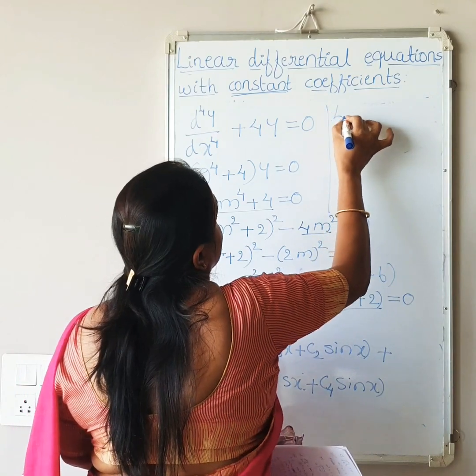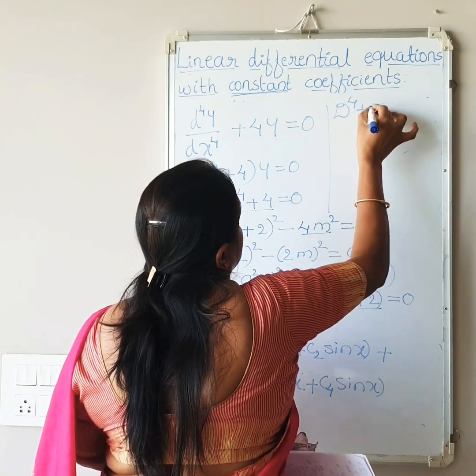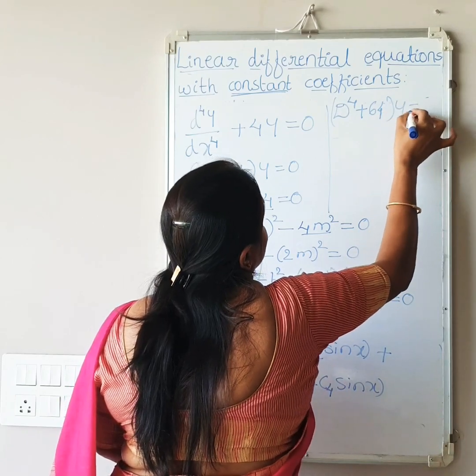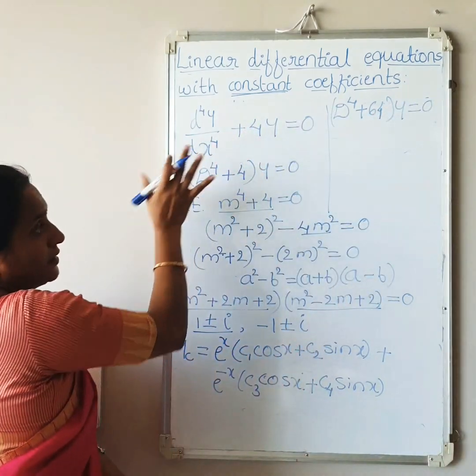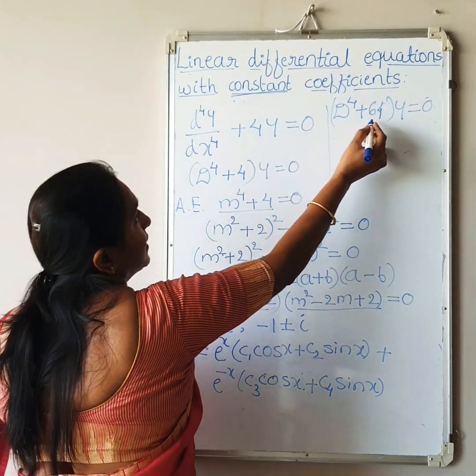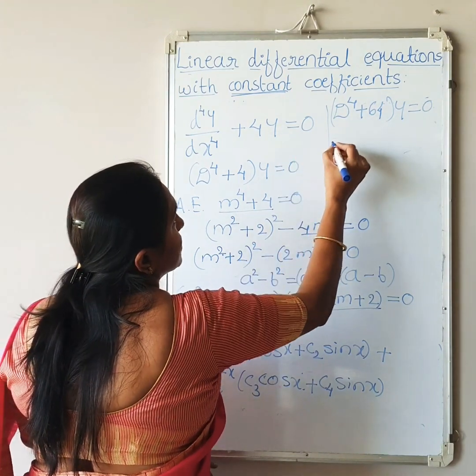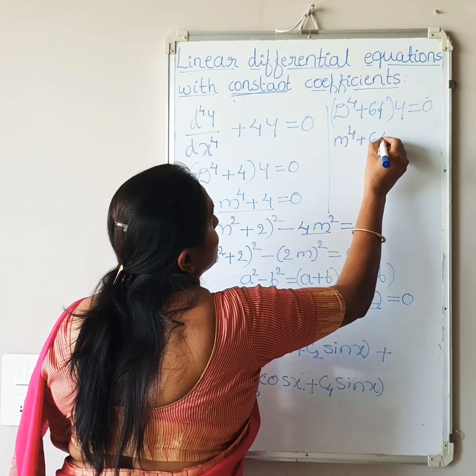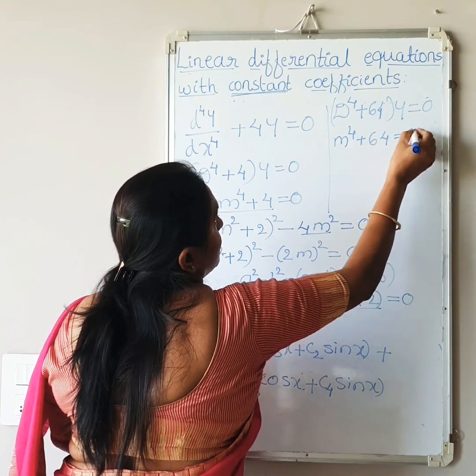Similar to this, D raised to 4 plus 64 y is equal to 0. So this is similar to this. Here 4 is there, here 64 is there. Here also we write the auxiliary equation. It is m raised to 4 plus 64 is equal to 0.